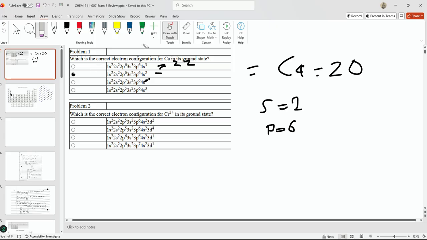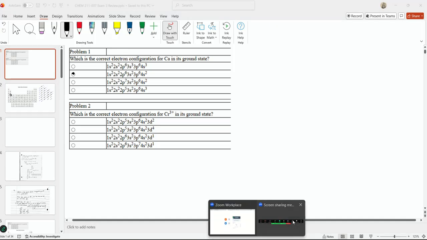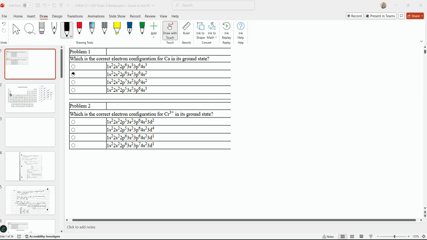So just by doing the configuration, how would we approach this question? Cr plus 3. Do you guys have any idea? Hello? Hello? Okay. I'm here. Don't know the answer. Okay.